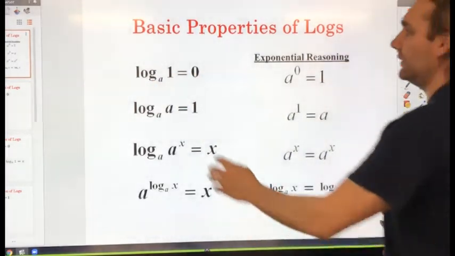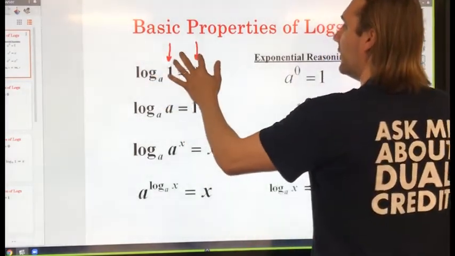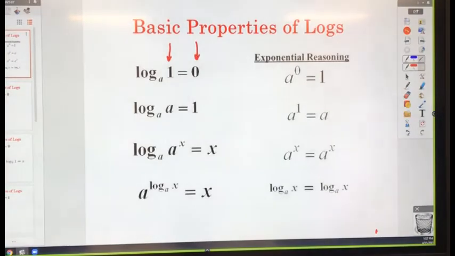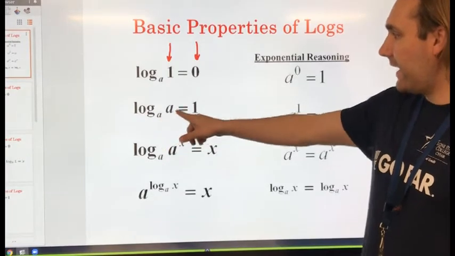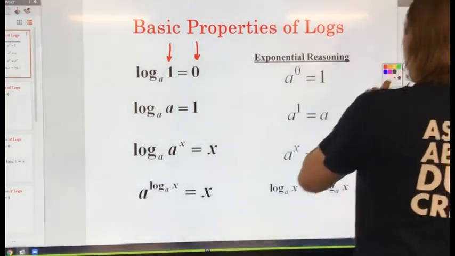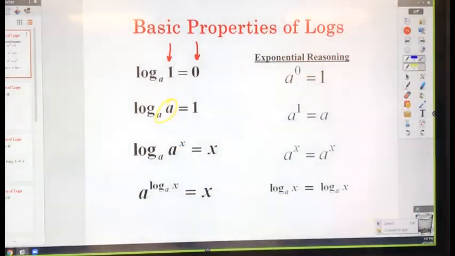So if you see a log, and this number right here happens to be a 1, then that log, no matter what the base is, is going to be equal to 0. Likewise, if I have log base a of a, so that these numbers are paired up and they're equal, then that log will always equal 1.